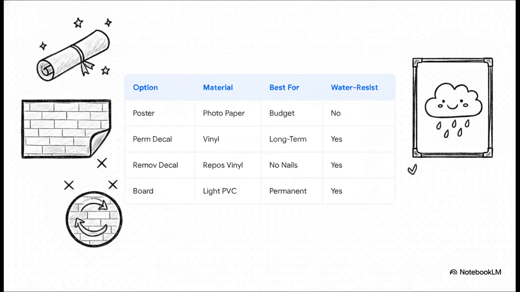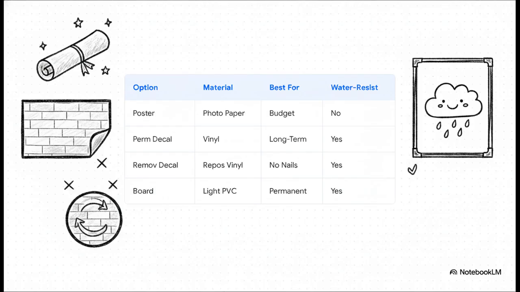It's printed on premium photo paper, it's very budget-friendly, but keep in mind, it is not water-resistant. Second, the permanent decal. This uses adhesive vinyl. It's perfect for high-use, long-term installations directly on a flat wall, and yes, it is fully water-resistant.